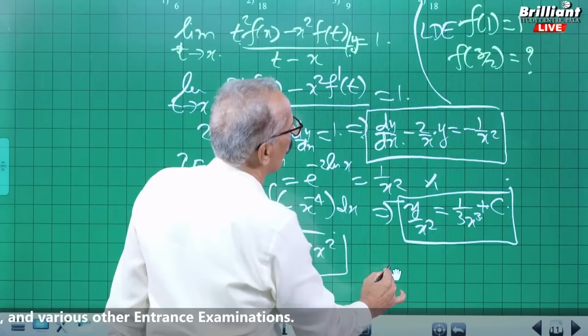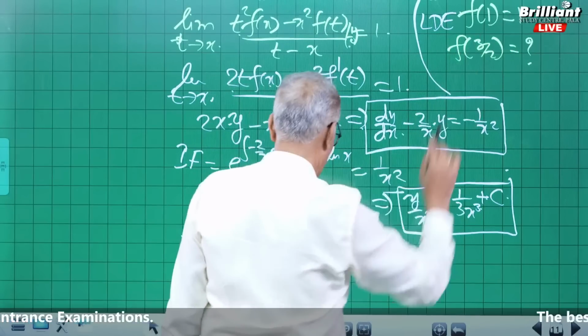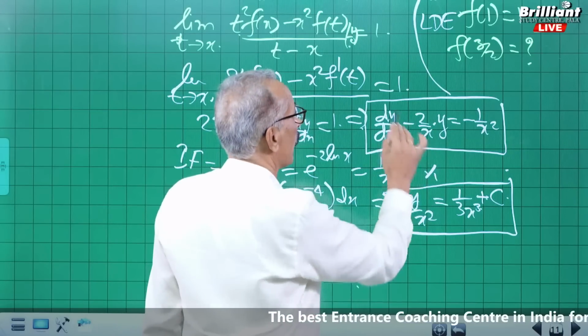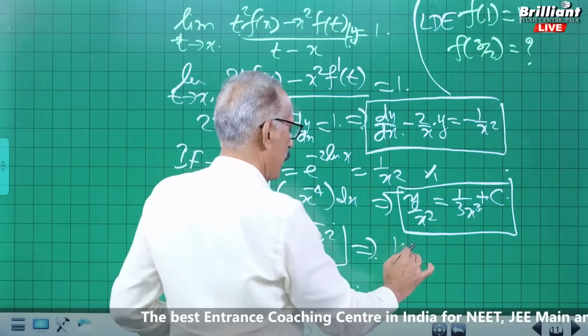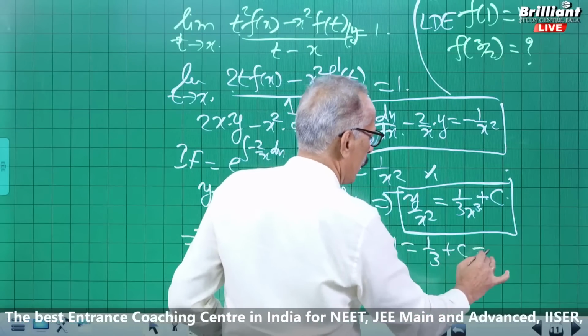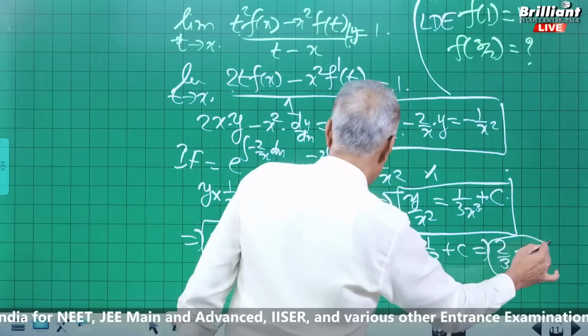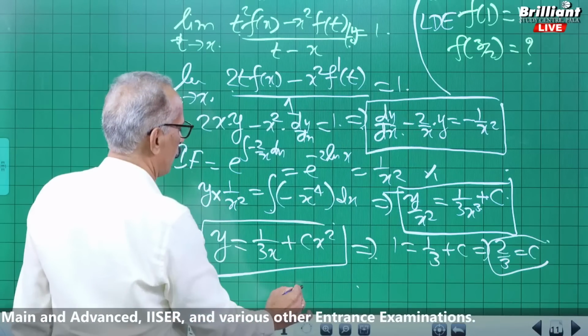Now what do we have to do? We have to apply the condition. Look at this. f(1) is equal to 1, and you please solve. You can definitely, f(1) means y is equal to 1. 1 is equal to 1 by 3 plus c. Therefore, your c will be equal to 2 by 3. C is 2 by 3. You got your f of x.